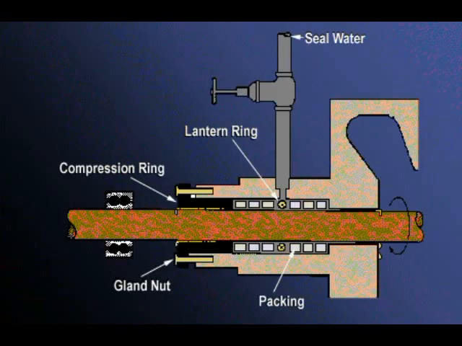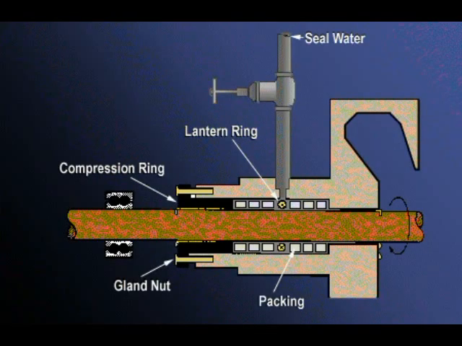Do not tighten the packing so much as to completely stop all leakage. A small amount of leakage is necessary to lubricate and cool the packing. Normal leakage should be a few drops per minute. A separate source of fresh seal water is normally supplied through a lantern ring, as shown in this diagram.